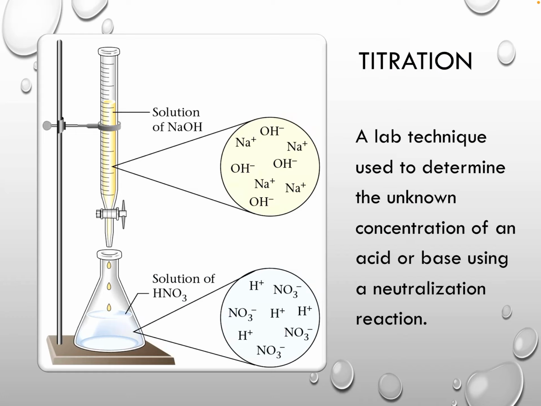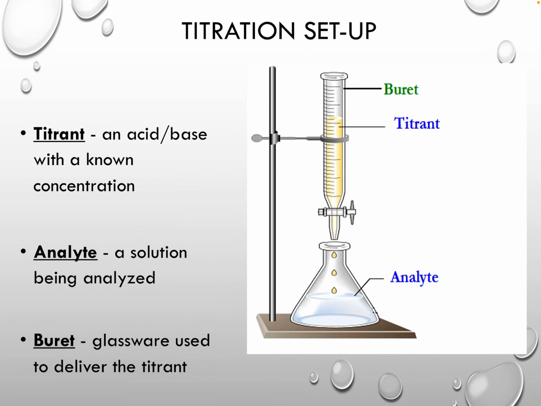So titrations are an application of neutralization reactions, and they're usually used to determine the unknown concentration of either an acid or a base. So we'll always know the concentration of one of them, we'll know the volume of both, and we'll typically be trying to figure out the molarity of the other. So in this particular example, we would know the concentration of our sodium hydroxide. This is usually going to be called our standard solution because we know the concentration. And then our nitric acid is the one that we don't know, right? So that would be our analyte.